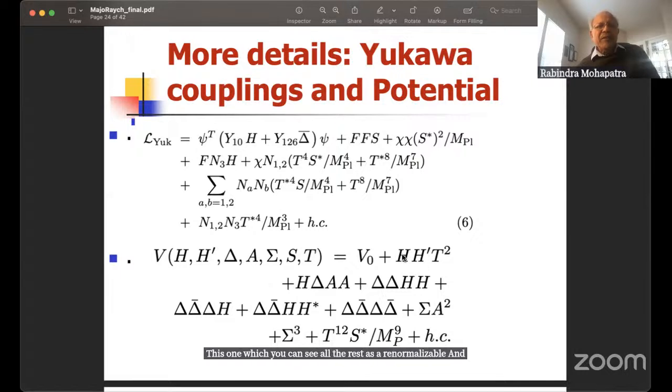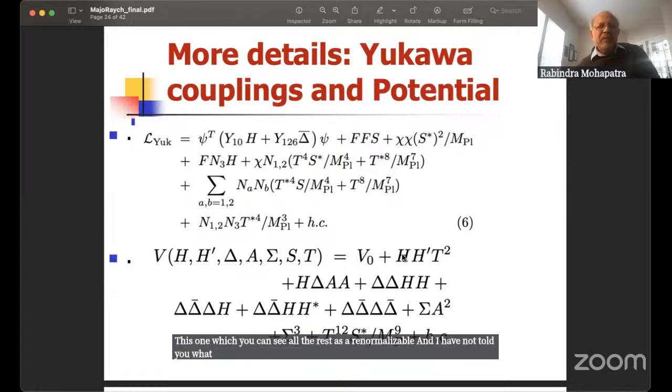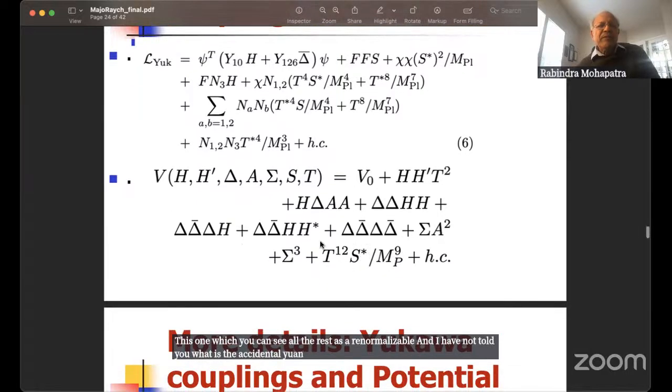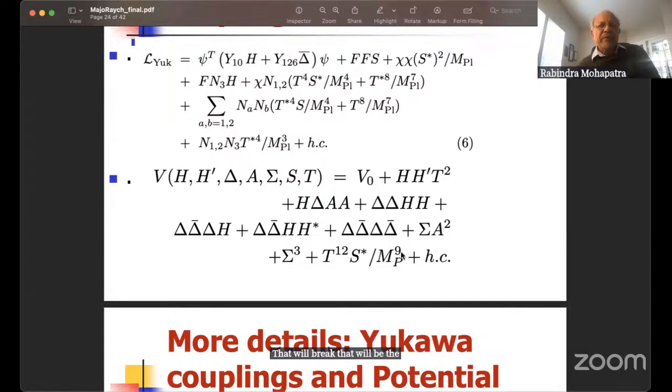We'll see that I have not told you what the accidental U1 group is here, but you can see that this will be the one that is crucial for our consideration. That will be the Planck scale term that we'll worry about. And you can already see that this is a Planck to the 9.